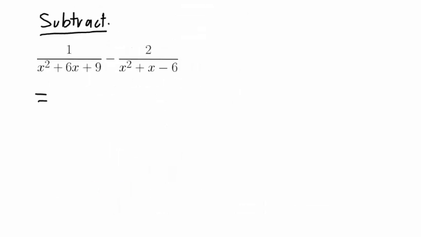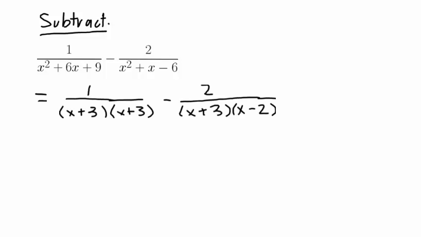One more example of a rational subtraction. Here we have denominators that are both trinomials, so let's go ahead and factor both of these. And we should get that our first trinomial factors into x plus 3 squared, and our second trinomial factors into x plus 3, x minus 2. So notice that our first fraction has two copies of x plus 3. Our second one only has one copy of x plus 3.